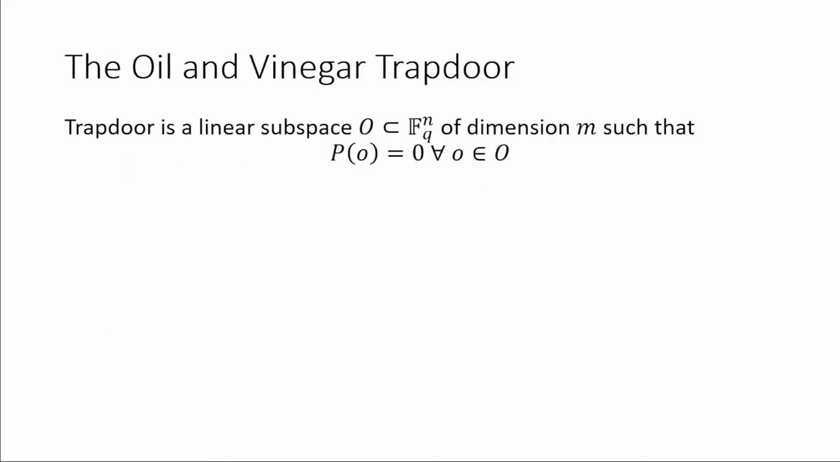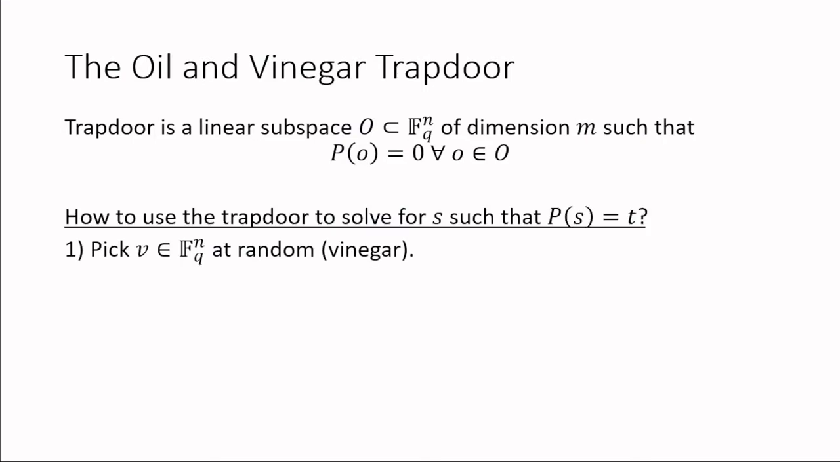And now we can explain how the Oil and Vinegar trapdoor works. So the trapdoor structure is actually very simple. It's just a linear subspace O of your input space of dimension m, where m is the dimension of the output space, such that your map P vanishes on the space O. So this means for every vector o in the space O, P(o) is equal to 0.